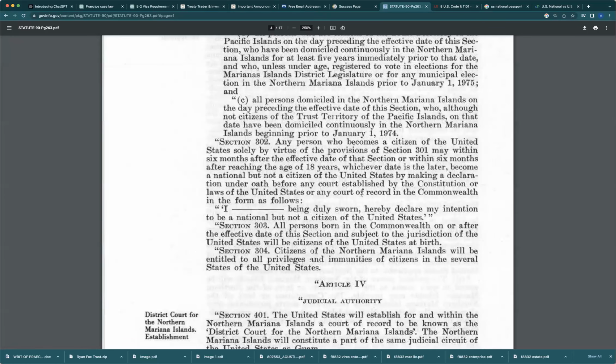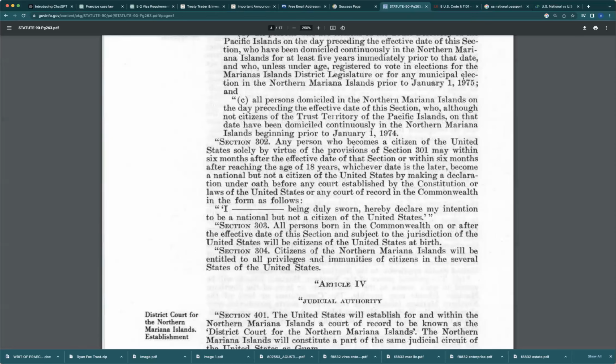So what you want to say is, I, John, doing business as John Doe Smith, being duly sworn, hereby declare my intention to be a national but not a citizen of the United States. That is what you wanted to say.